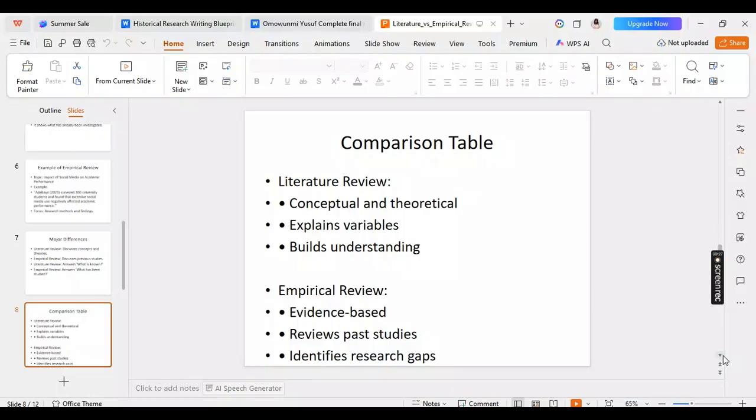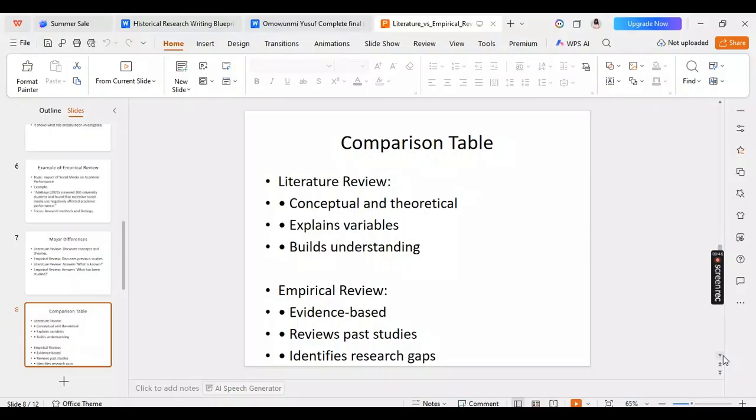What is the definition? What are the various variable differences? What is the understanding I'm building on from this particular work that has already been done? So literature review helps you to know what is known, what has been discovered, while empirical review helps you to find evidence. They are evidence based on what?